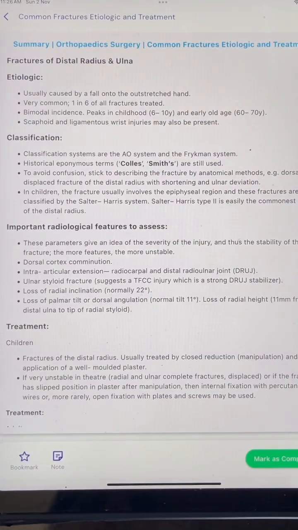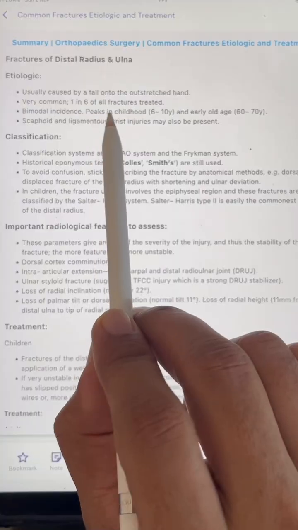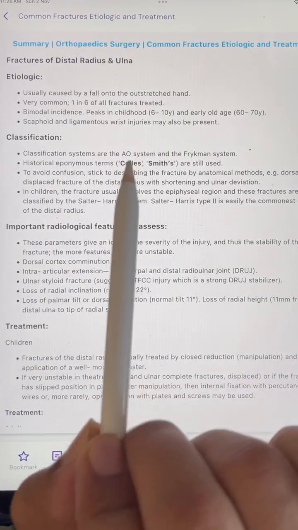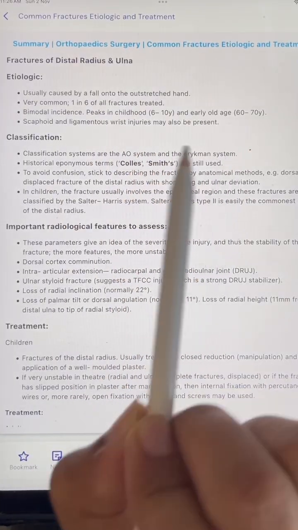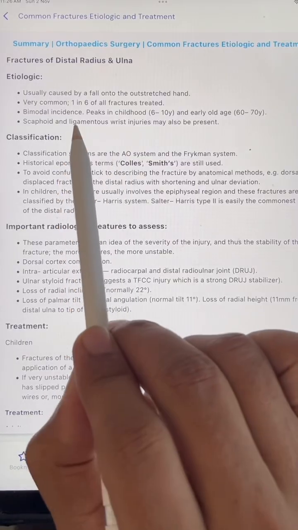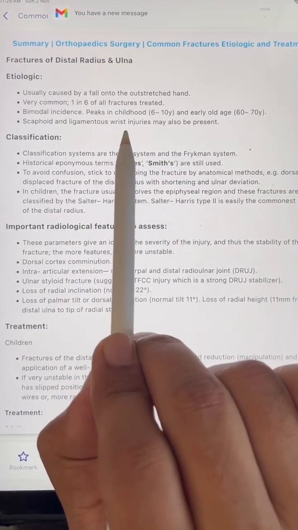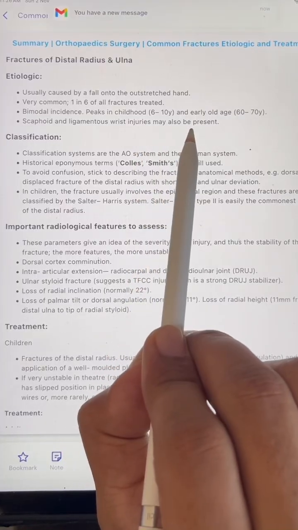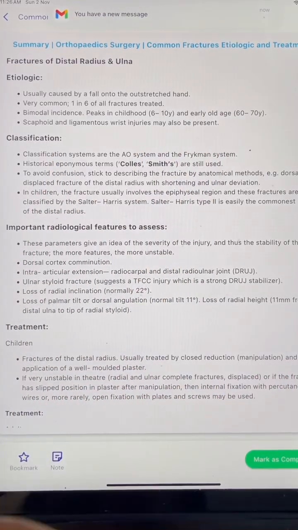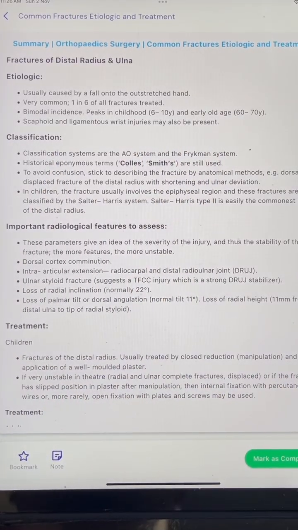Now we are studying this fracture. Etiology: usually fall on outstretched hand. FOOSH, F-O-O-S-H, fall on outstretched hand. Very common, 1 in 6 of all fractures. Bimodal incidence: common in childhood, 6 to 10 years, as well as in adults. Scaphoid and ligament wrist injuries may be present.